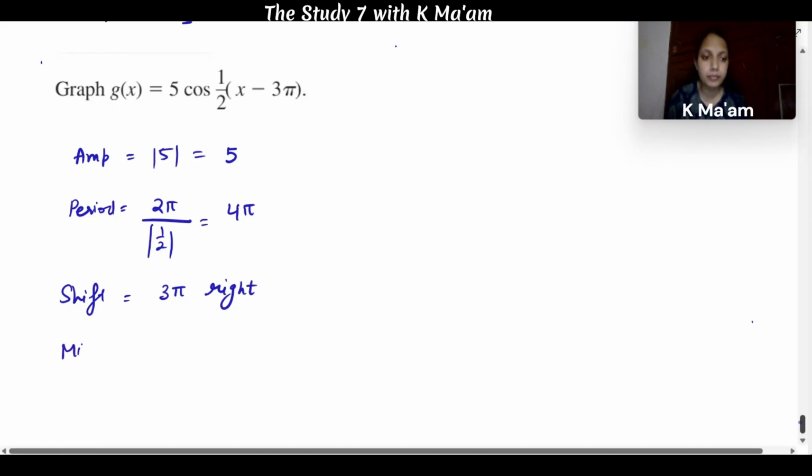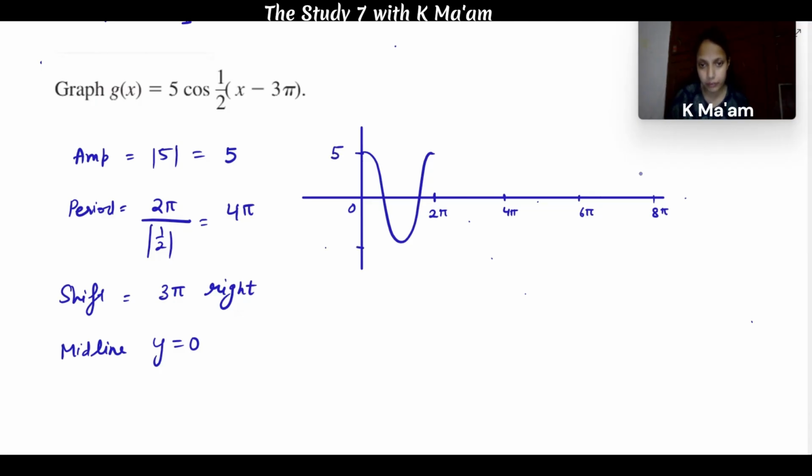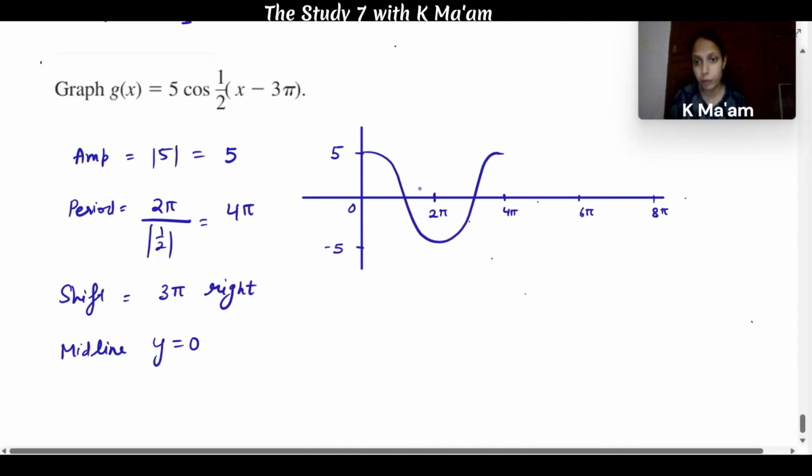Anything else? Midline. Midline is nothing added outside. So that means midline is y equals 0. So here I draw the basic function in which the amplitude is 5, okay, and the period is 2 pi. But what is the period here? Period is 4 pi. So period is 4 pi.